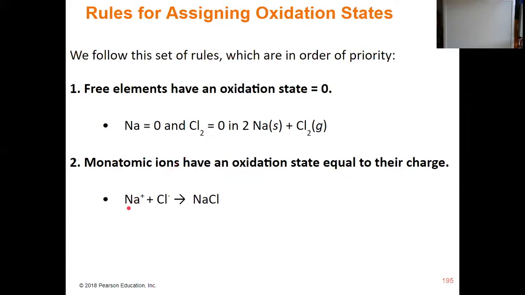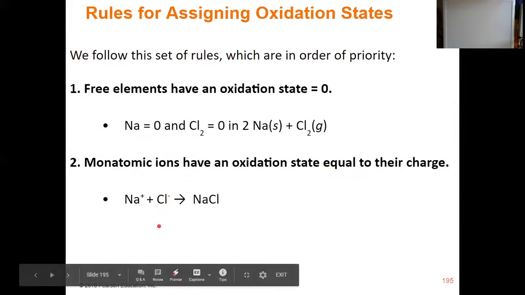Monoatomic ions, on the other hand, have an oxidation state equal to their charge. So something like Na+, that's a sodium ion that is not elemental sodium. So Na+ has an oxidation state of +1. Sodium neutral has an oxidation state of 0. Chlorine gas, Cl2, has an oxidation state of 0. Cl-1, the chloride ion, has an oxidation state of -1.